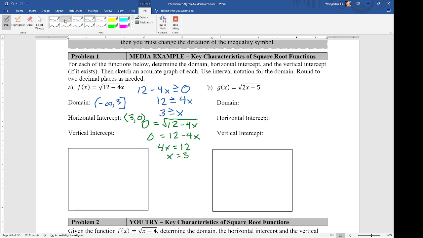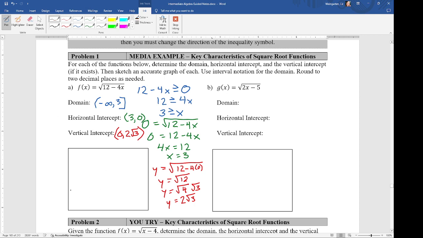Now let's find our vertical intercept. I'll use red. For our vertical intercept, we are going to set x equal to 0. So y is equal to the square root of 12 minus 4 times 0. Y equals the square root of 12, which we can simplify. We can factor out a perfect root of 4 and evaluate that root. Y is equal to 2 times the square root of 3. So our vertical intercept is going to be at 0, 2 times the square root of 3.